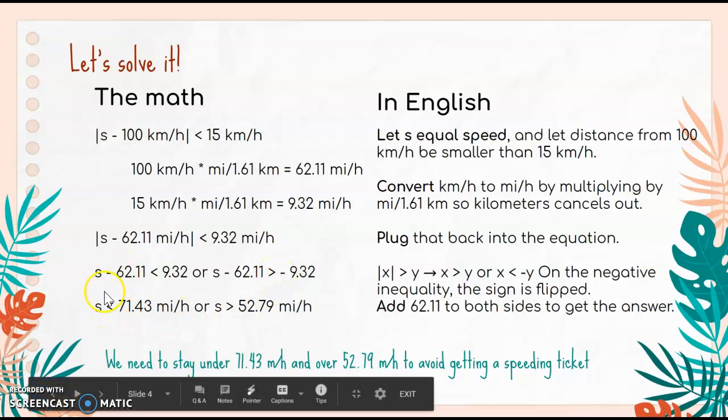So we isolate s by adding 62.11 to both sides, and we need to stay under 61.43 miles per hour or over 52.79 miles per hour.